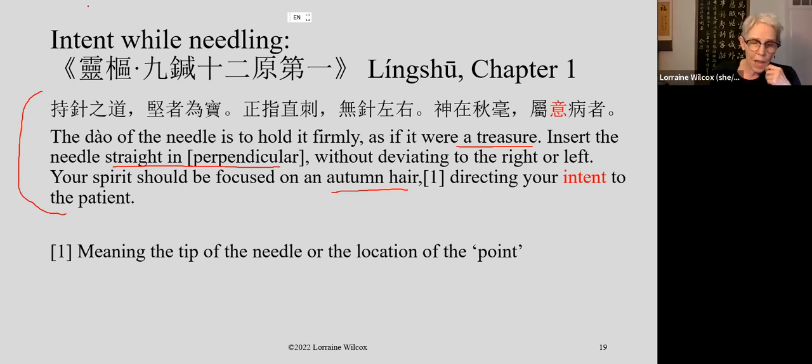It does have, well, I can't get my cursor to be in the right place. Why can't I? There, okay. It does say, you know, without the needle left, right. So needle is specifically there, but I do think that these quotes are also talking about your mind shouldn't be deviating to the left or right. You know, I think it's all part of the package.